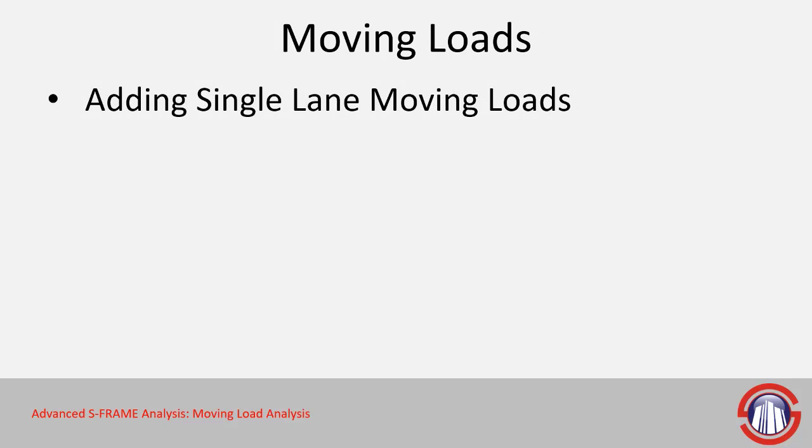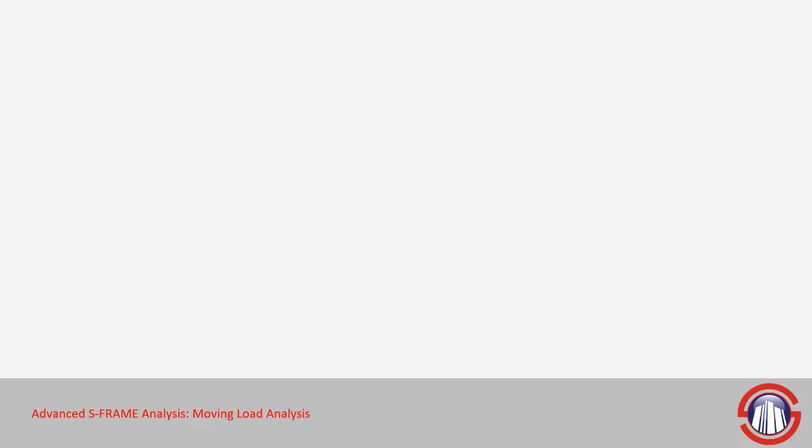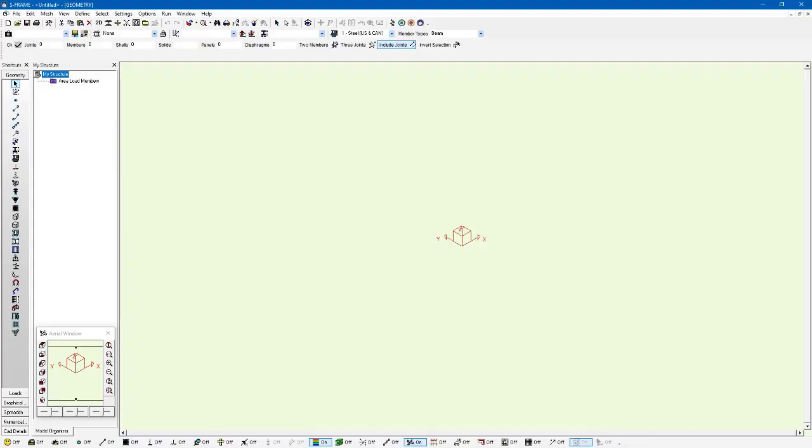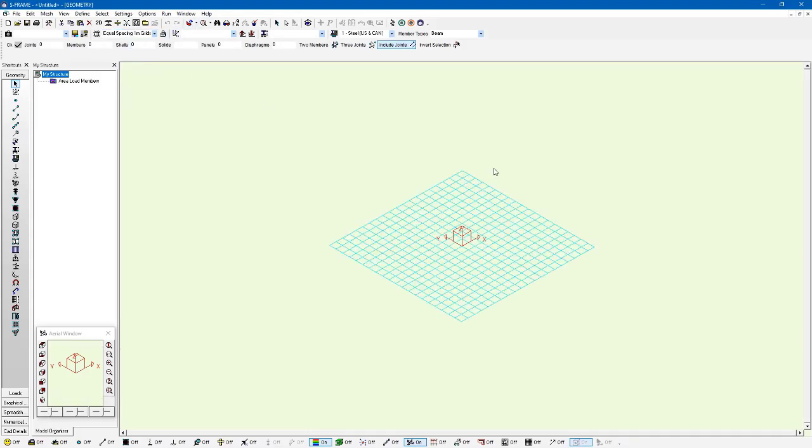So we're going to look at an example of using a single lane moving load analysis right now, and we're going to build the model from scratch in SRAM. I have a blank model here, and I'm going to start by turning on a 1 meter spacing grid just to help me lay out the geometry.